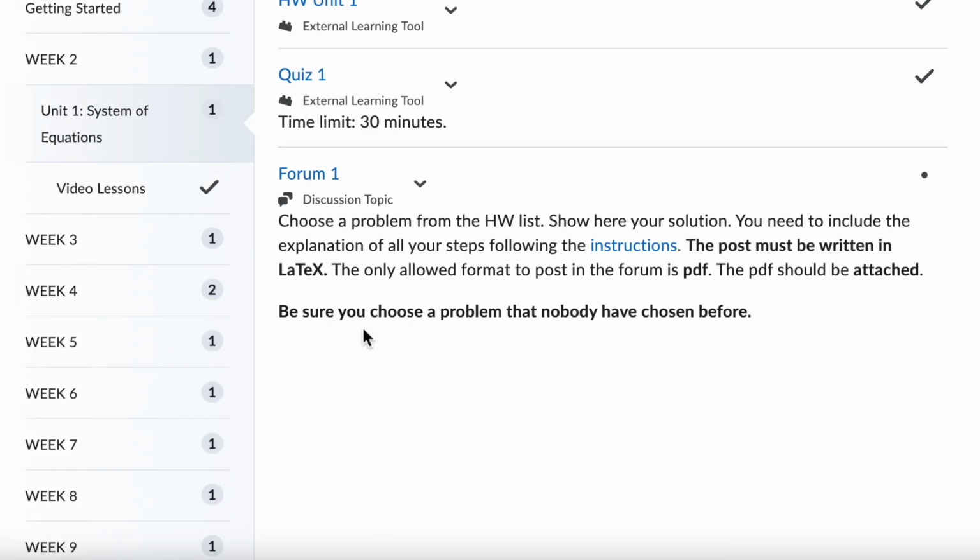So that is what you need to do in the forum. The problem that you choose from the homework list is, in principle, any problem of your choice. You may choose one that you like, or one that you don't like, or one you have difficulties with and want to show. That's your choice, but be sure that you choose a problem that nobody has chosen before. In that way, you need to actually read the forum before you start your post. You can also post early, so you will have more choice of problems to choose from.